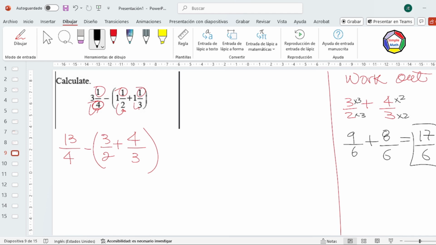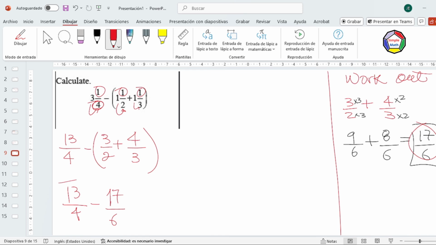So I'll bring the answer to my exercise. So far we have 13 over 4 minus the answer of the parentheses, in this case 17 over 6. I cannot simplify 17 over 6 because 17 is a prime number and 6 is not a prime number. Let's continue working on this.